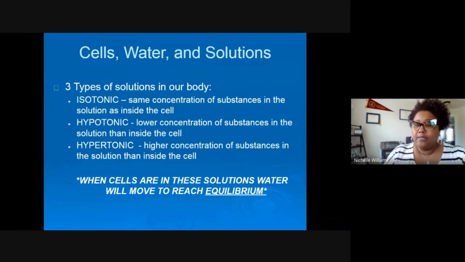So hypotonic means the concentration of substances in the solution outside of the cell is lower than it is inside the cell. So you've got less sugar on the outside than you do on the inside of the cell. And then hypertonic, a higher concentration, meaning more sugar outside of the cell than the amount of sugar inside the cell. All right. So go ahead and start chatting your claim in. What is going to happen to the cell when placed in a hypotonic solution versus when it's placed in a hypertonic solution?